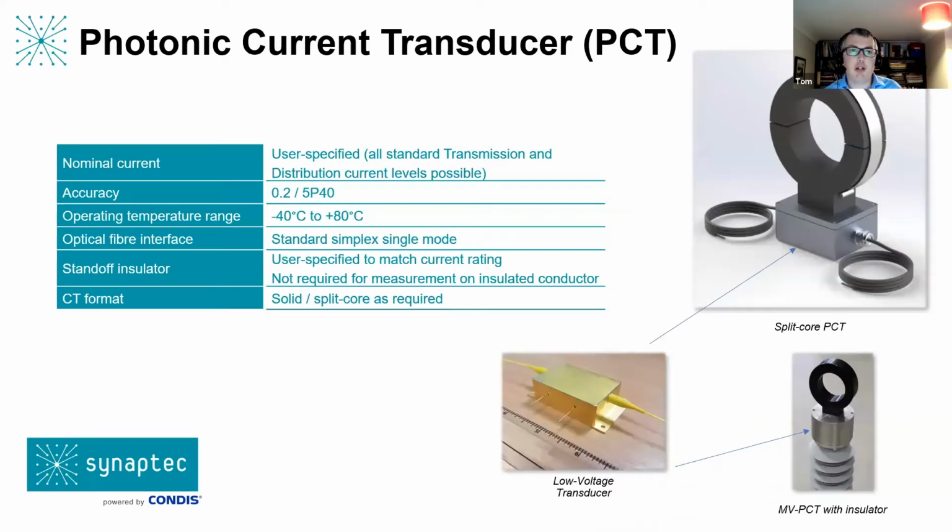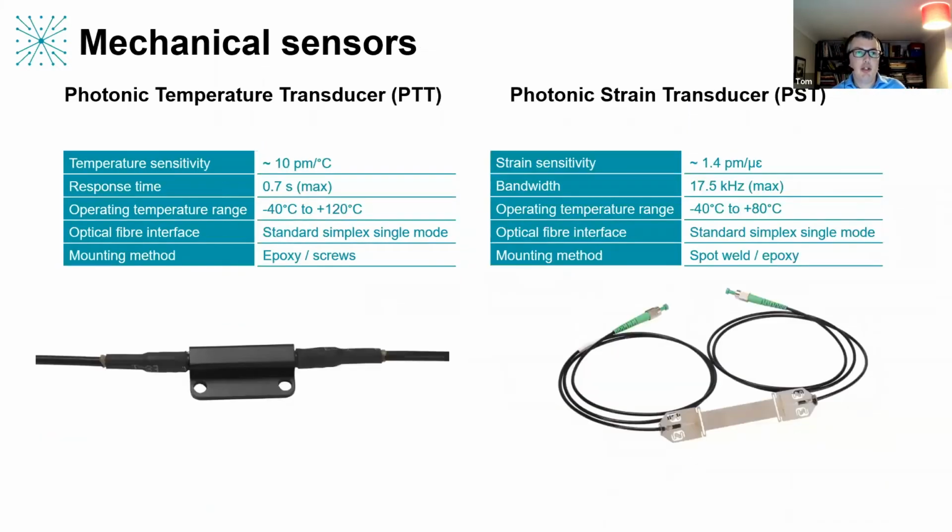Here we have one of our PCTs, or photonic current transducers. You can just about see on the right our Splitcore PCT. It looks like a standard CT, but the main difference is that instead of having copper going in and out of the bottom, it's just got this standard single mode fiber. We'll move on to a couple of the mechanical sensors. Here we have the temperature sensor on the left and the strain sensor on the right. As I've mentioned, we can have any combination of these sensors along with the electrical sensors.